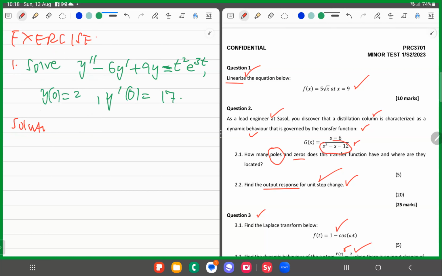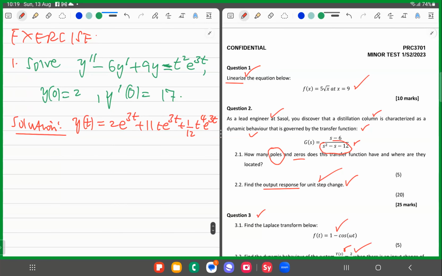Okay, right, these are exercises. But if you do this correctly, because I've already done this, the solution to this one using the Laplace transform must be y of t is equal to 2e to the 3t plus 11 t e to the 3t plus 1 over 12 t to the 4th power e to the 3t. So if you do this correctly, you must get to the answer in red.